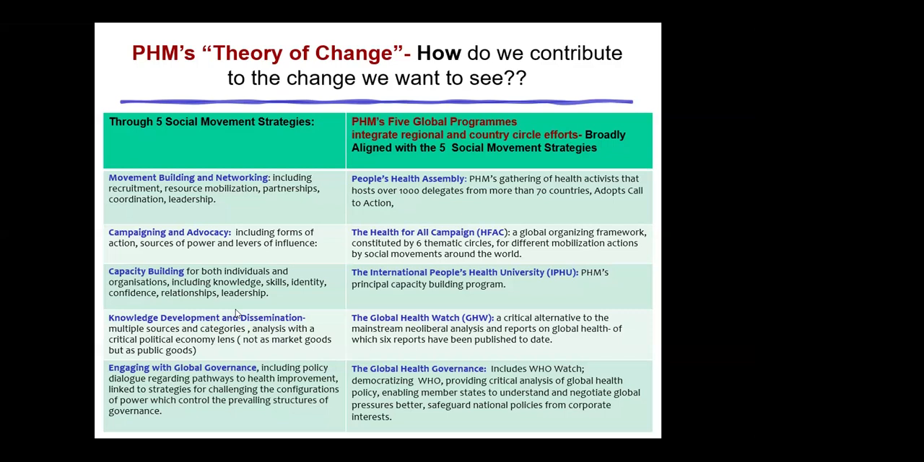And in the end would be engaging with global governance, which is also the theme of this course. So for example, the WHO Watch that we do is one example of intervening, monitoring, tracking what is happening at the global level, not just WHO, but also what policies the World Bank is pushing, what is happening at the World Trade Organization, and so on. And corresponding to these, we have five different PHM programs to systemize this as we work.